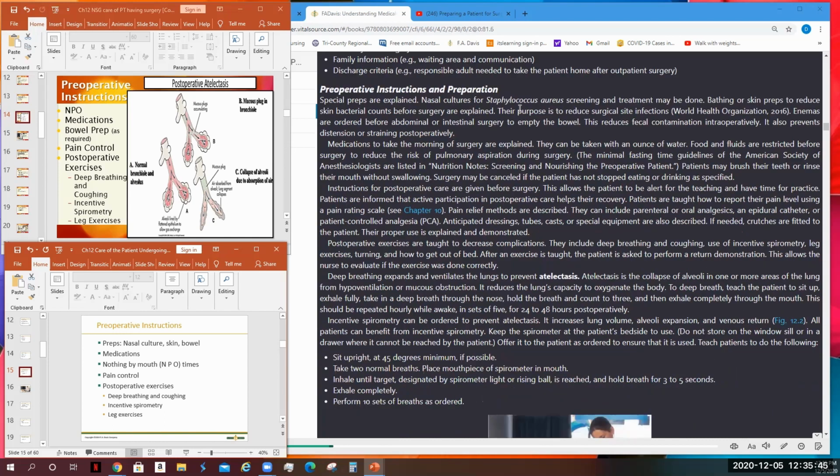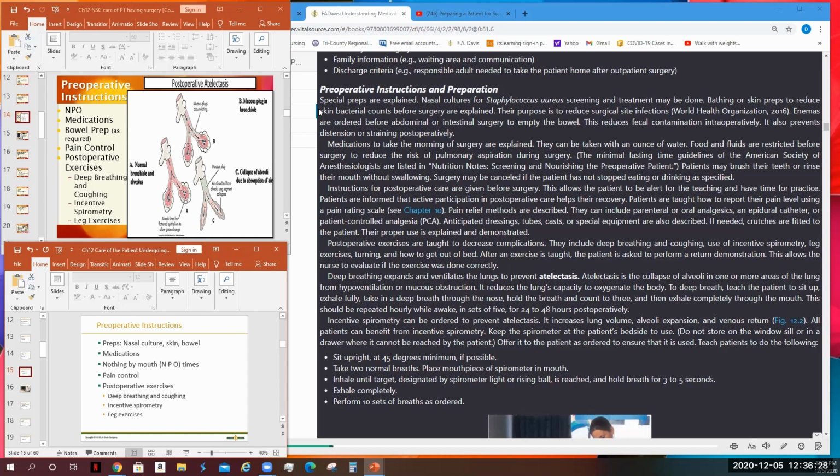Preoperative instructions and preparation. Special preps are explained. Nasal cultures for Staphylococcus aureus screening and treatment may be done. Bathing or skin preps to reduce skin bacterial counts before surgery are explained. Their purpose is to reduce surgical site infections. Enemas are ordered before abdominal or intestinal surgery to empty the bowel. This reduces fecal contamination intraoperatively. It also prevents distension or straining postoperatively.